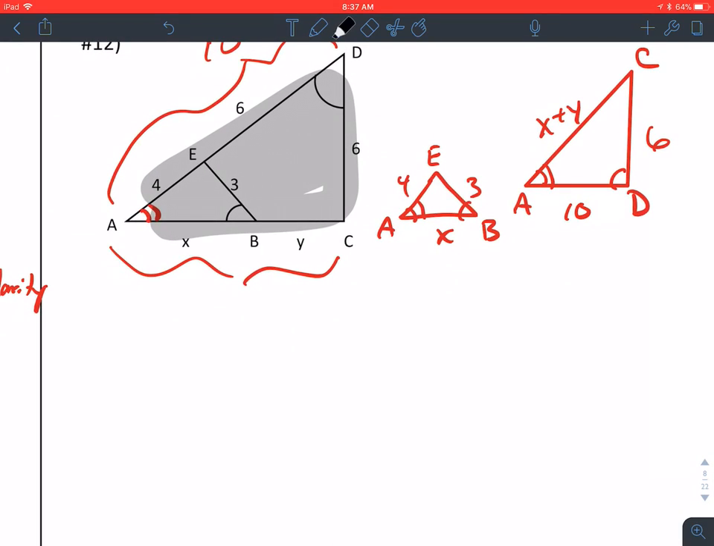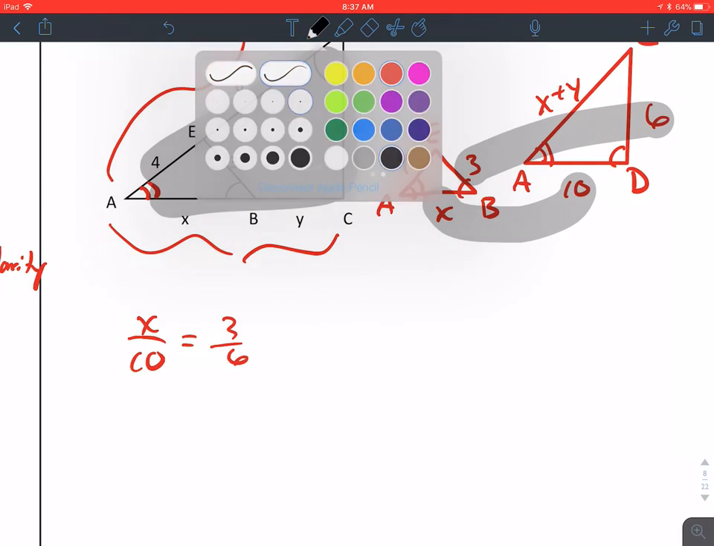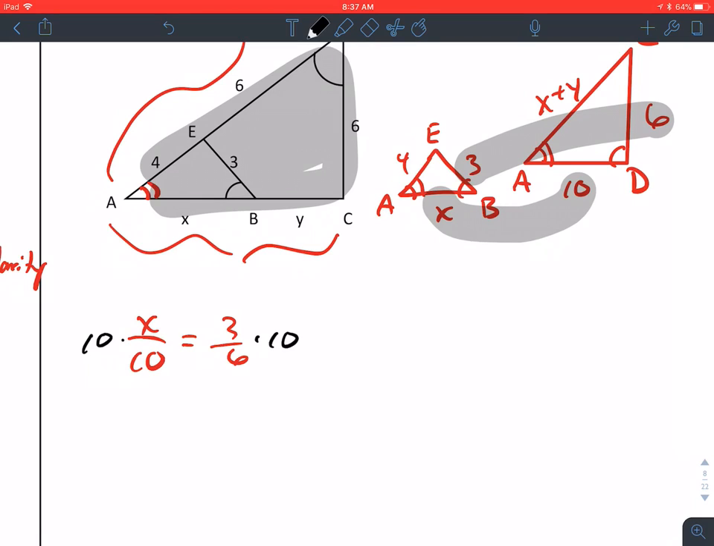Let's find x first. x is to the 10 as 3 is to the 6. If I multiply both sides by 10, on the left the 10's cancel, on the right 10 divided by 6 doesn't go evenly, but you can divide them both by 2 and get 3 and 5. I'm going to then multiply both sides by 3, so the 3's cancel on the right. Oh, no, I don't need to do that. Check this out. 3 divided by 3. This ends up giving me x equals 5.